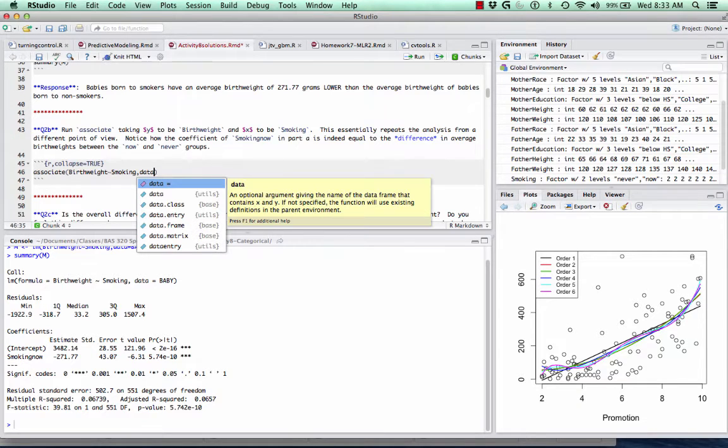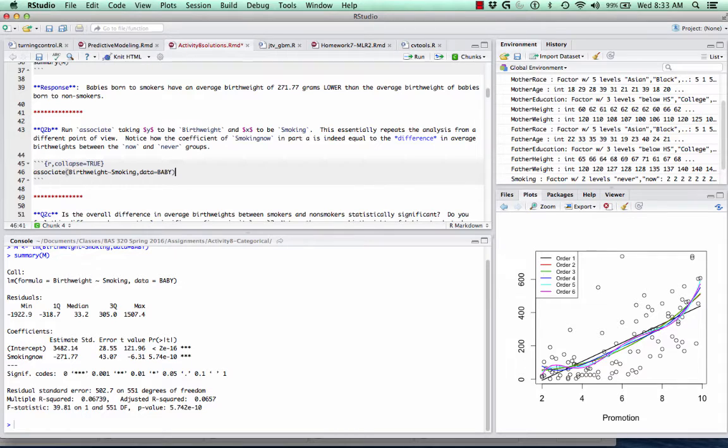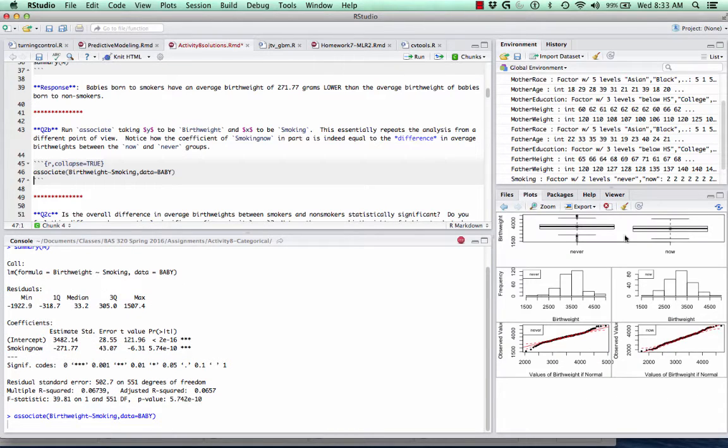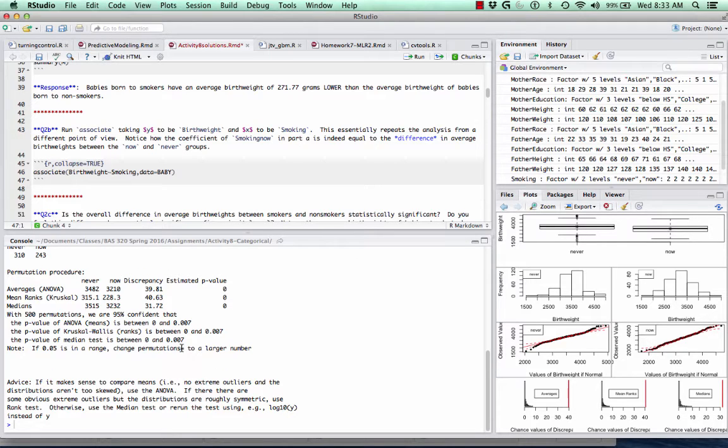So, associate birth weight twiddle smoking, data equals baby. We'll make side-by-side box plots showing the distribution of birth weights for the never level and the now level, and it'll also report the averages for both groups, the medians for both groups, the p-values of the difference in averages and medians, etc. What should we be comparing between the two levels? Looking at the QQ plot, we see that comparing averages should be okay because the points are more or less on the diagonal red line, with a little bit of wiggle room allowed on the left or the right. So comparing averages is a smart thing.